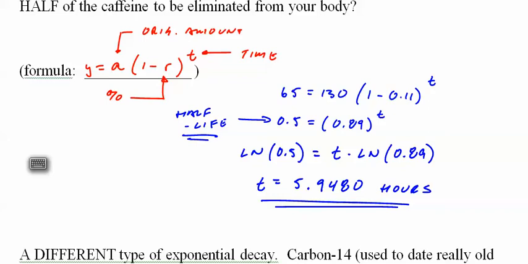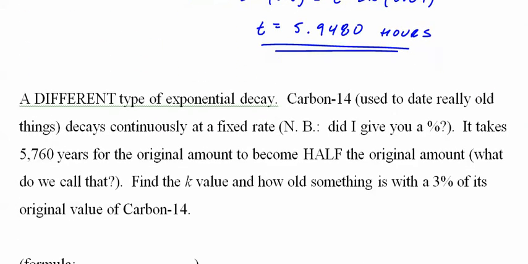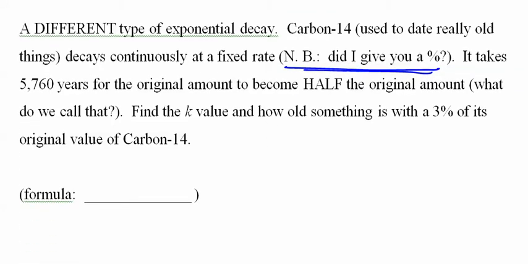This one I was given a percentage. How about this one? Do we get a percentage? It's a different type of exponential. Decay. Decay meaning going down, less. Carbon-14, which is used to date things that are incredibly old, decays continuously at a fixed rate, and it's got a 5,760 years half-life.